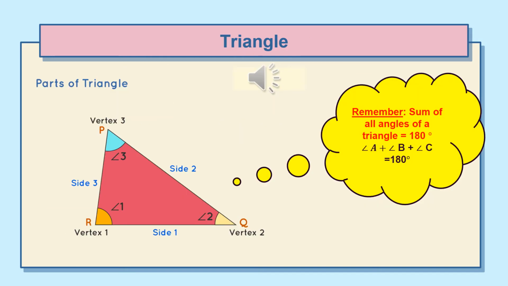Let us revise a triangle. A triangle is made up of 3 line segments, 3 angles, and 3 vertices. Remember, the sum of all angles of a triangle is equal to 180. That means angle A plus angle B plus angle C is equal to 180 degrees.